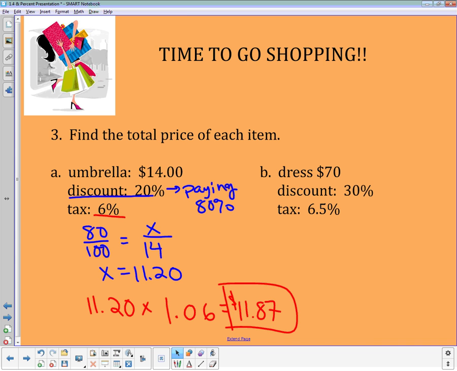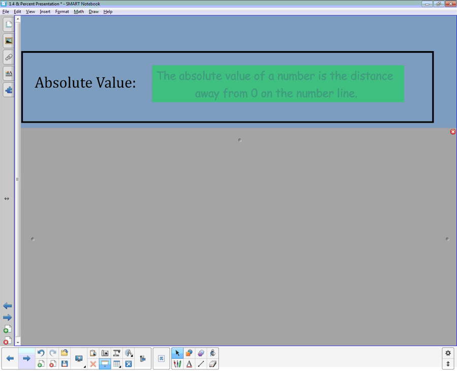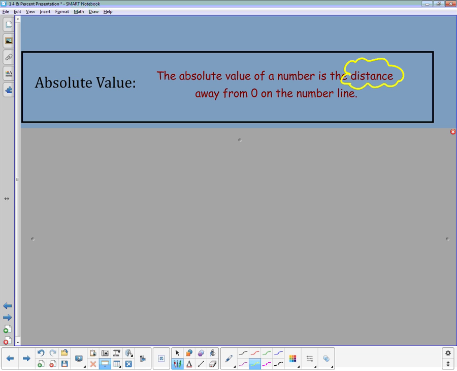Absolute value of a number is its distance away from 0 on a number line. Distance away from 0. So one thing that we need to consider is, since absolute value is distance, there is no such thing as having a negative distance. Distance is always positive. Even when you're walking backwards or driving in reverse in your car, you're still moving a distance. It's a positive distance. There's no such thing as negative distance. So I'm talking about the distance away from 0 on a number line. I'm always going to have a positive value.